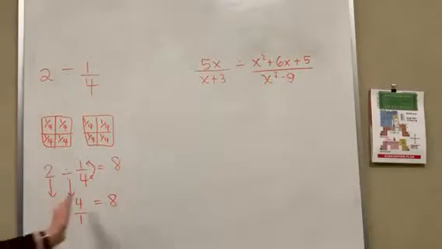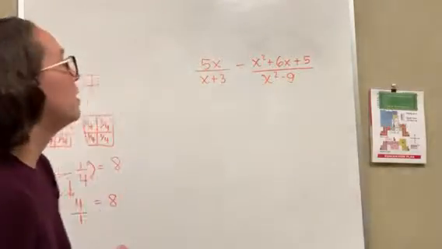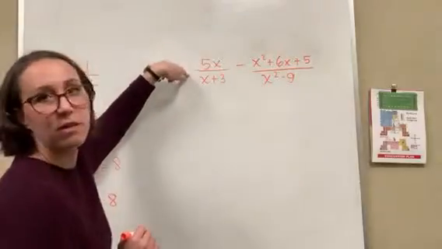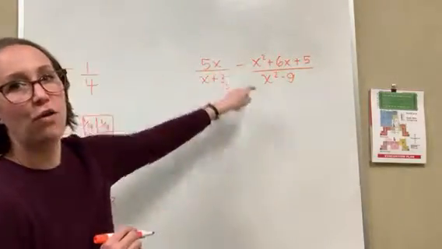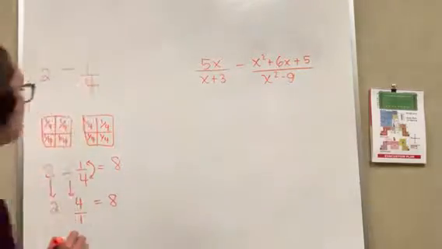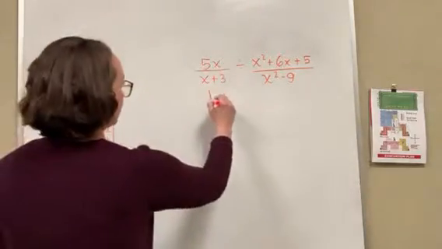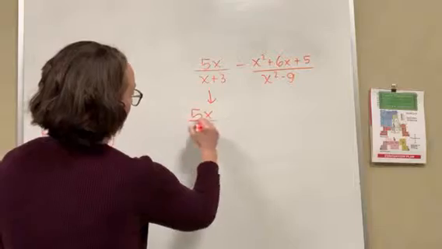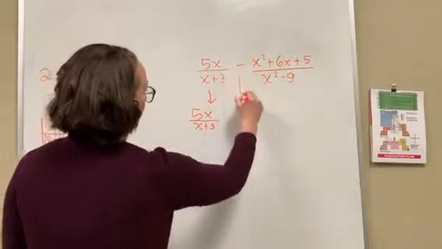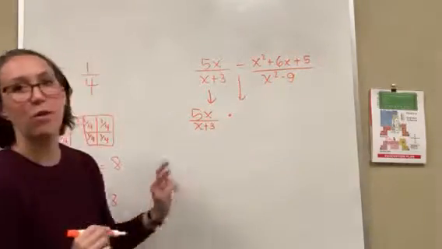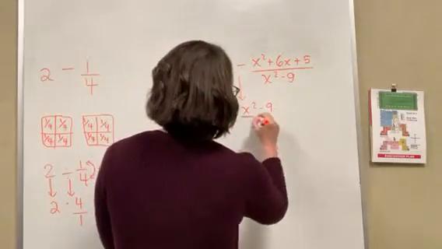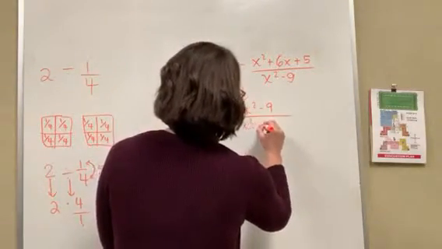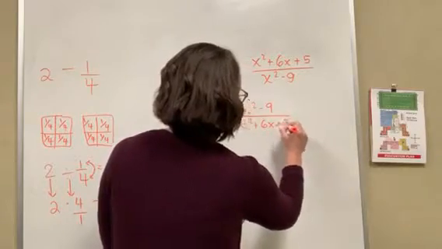Let's apply that same idea over here with our rational. So we've got 5x over x plus 3 divided by x squared plus 6x plus 5 over x squared minus 9. So right here we're going to keep. Then we're going to switch to multiplication. And then we're going to flip to our reciprocal, x squared minus 9 over x squared plus 6x plus 5.